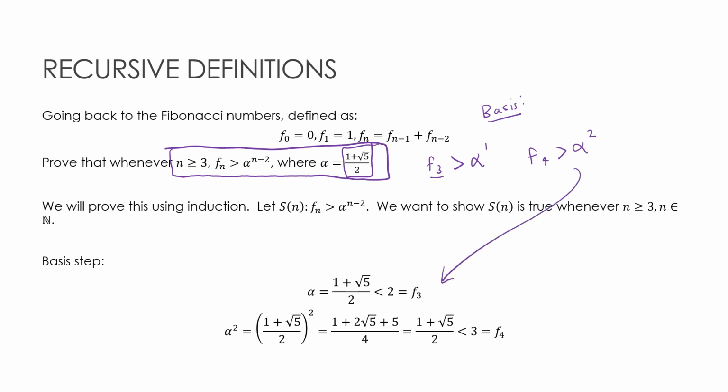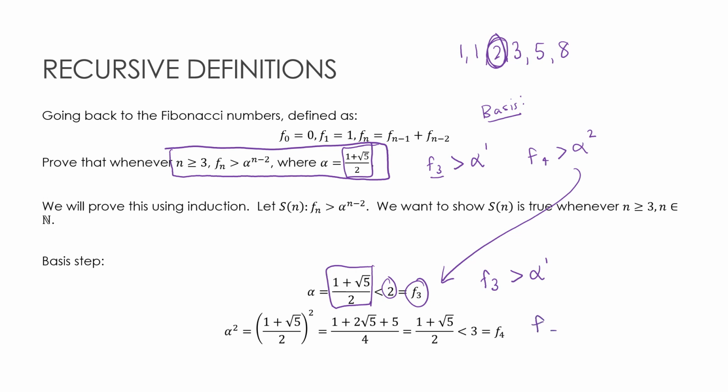So I'm saying alpha is 1 plus radical 5 over 2, and that value is less than 2. So essentially I've proved that f of 3 is greater than alpha to the first, because f of 3 is the value of 2. And again, how do I know that? Because my numbers were 1, 2, 3, 5, 8. So I'm saying 2 is greater than alpha to the first. True.